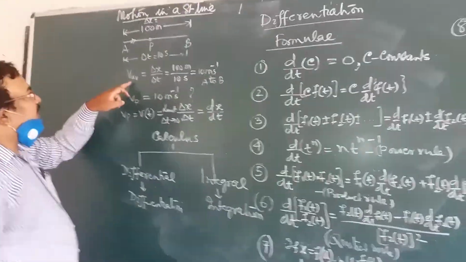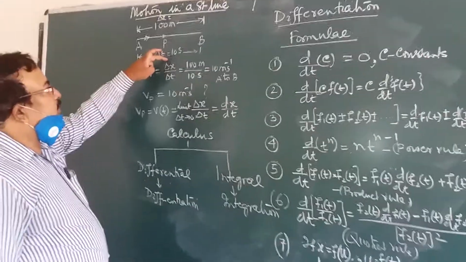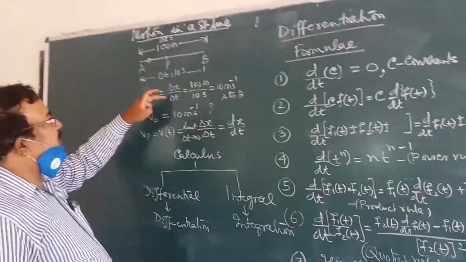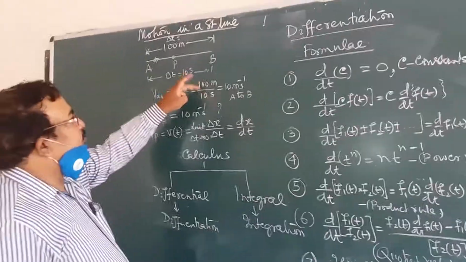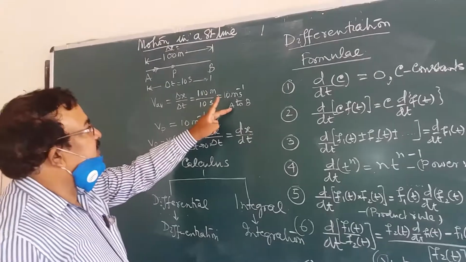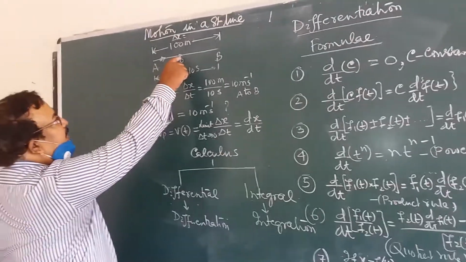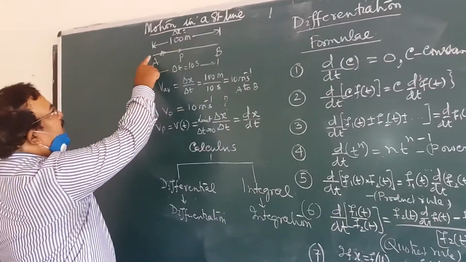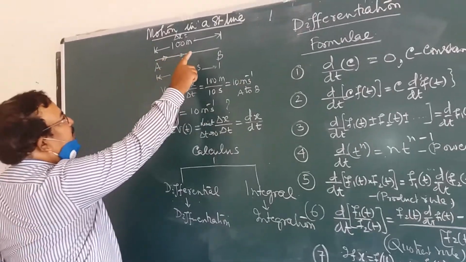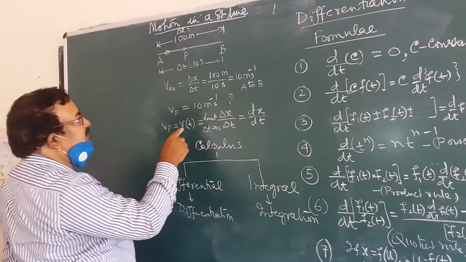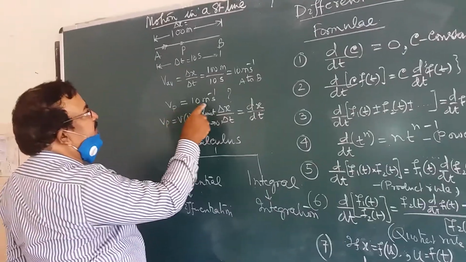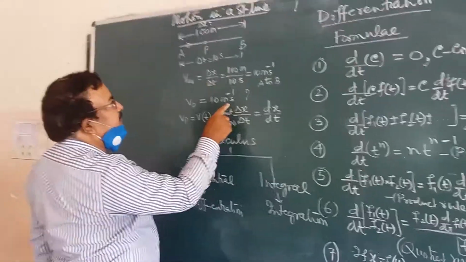So I calculate the average velocity as total displacement, or net displacement, divided by the time interval. It comes out to be 10 meters per second. Direction is from A to B. Now I have taken an arbitrary point P here. When the object crosses point P, is it necessary that the velocity at point P is 10 meters per second?